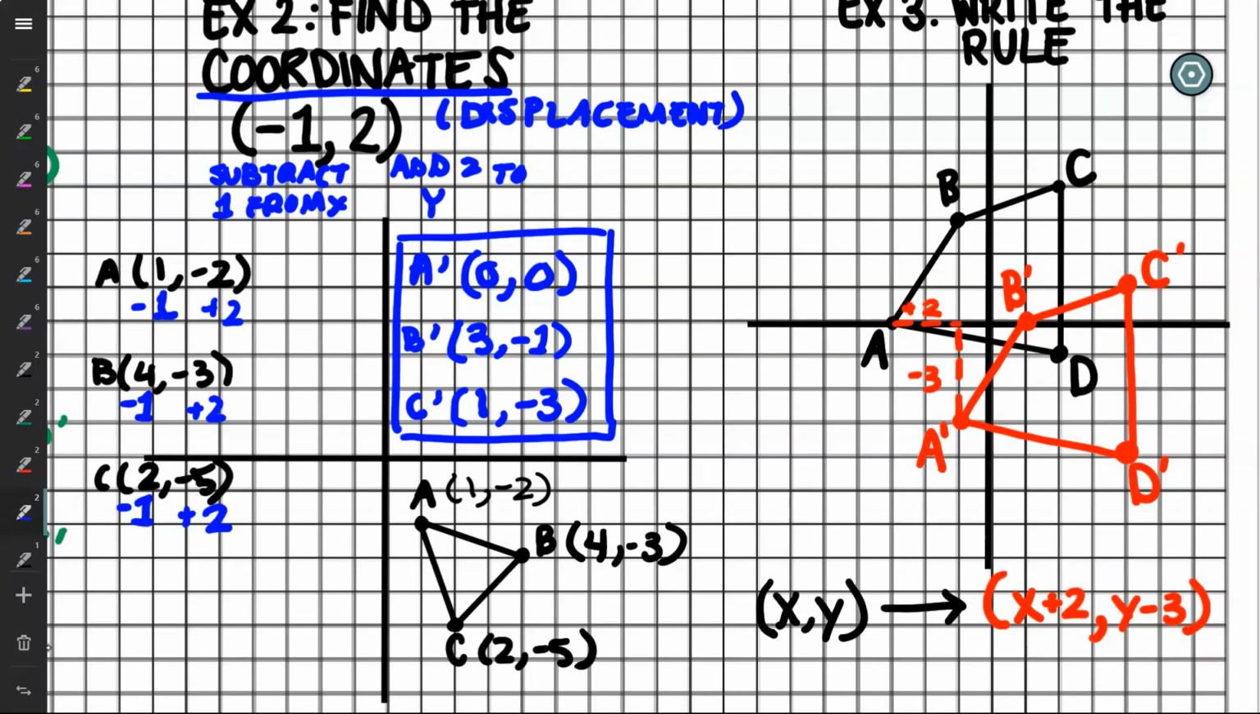So B, do I go plus 2? Yes. Down 3. There's 1, 2, 3. So that one's good. C, let's change to green. Go 1, 2 to the right. And 1, 2, 3 down. And D, let's do blue again. Over 2, 1, 2, down 1, 2, 3. So that means that this rule applies for each of my points, and this would be my answer.